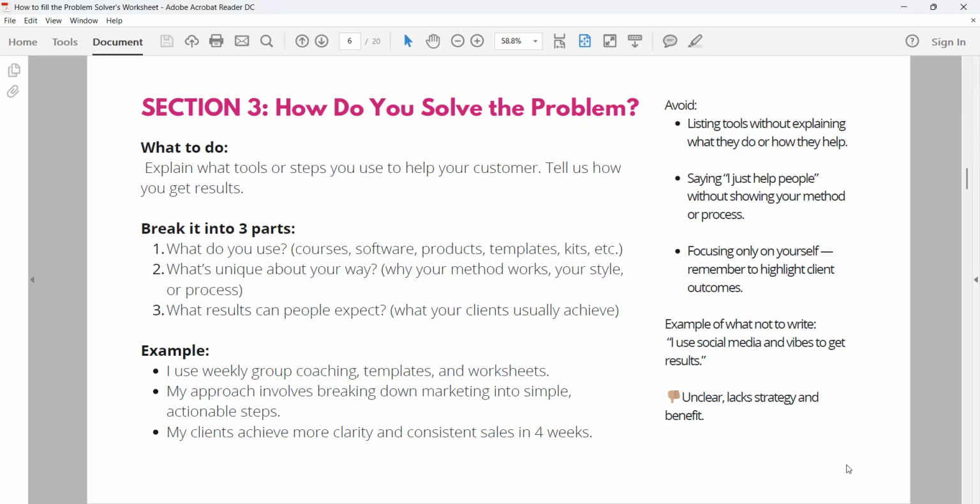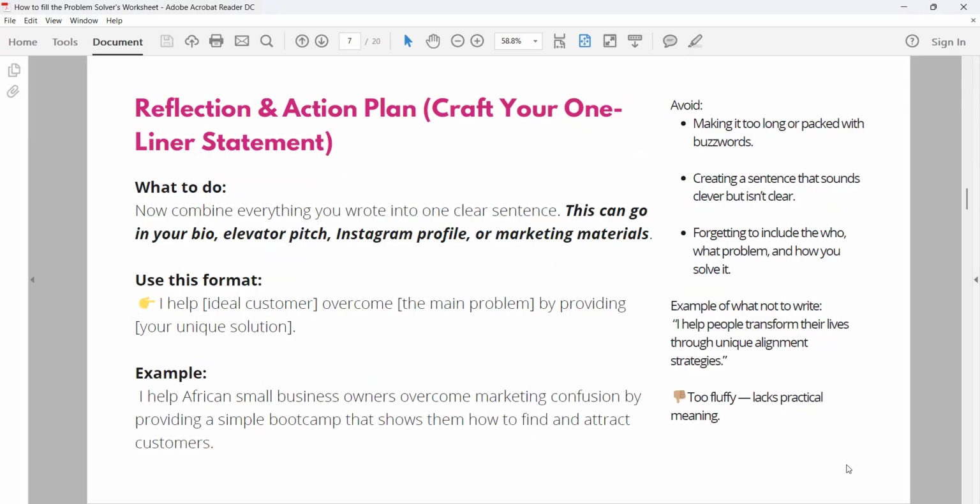It's not about you. Example of what you should not write: I use social media to get results. No, it is so unclear. It lacks strategy. What's the benefit for the person that is reading? So let's see some examples here.